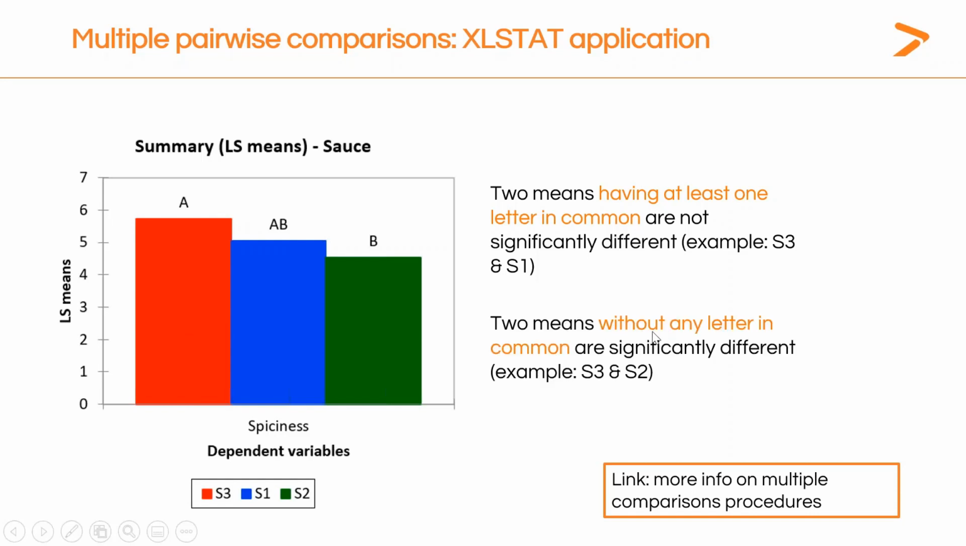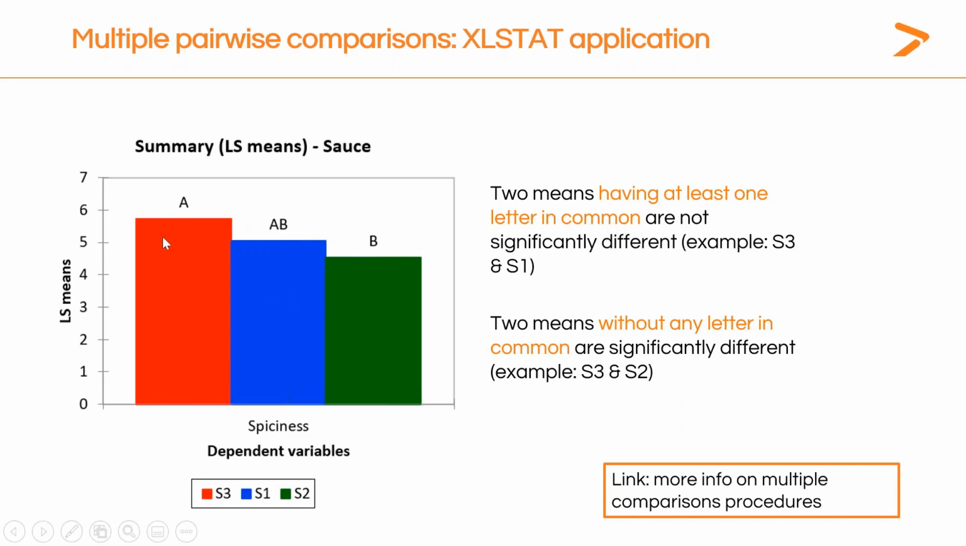Otherwise, two means without any letter in common are significantly different. This is the case of the red one and the green one. A and B, they don't have any letter in common. If you take the blue one and the green one, you see that they have the B in common, so they are not significantly different.